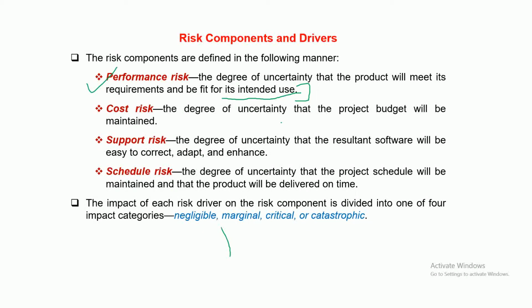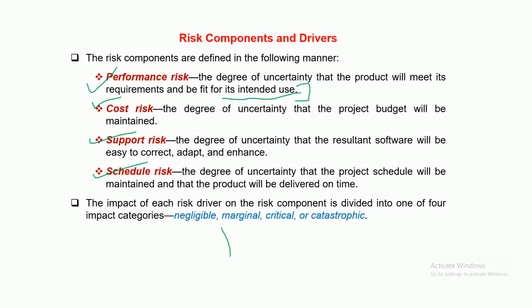So the degree of the uncertainty that the resultant software will be easy to correct, easy to adapt, easy to enhance is known as support risk. If it is very difficult to support, correct, adapt and enhance, then a huge risk is involved there. Schedule risk is again associated with time. Will you be able to deliver your product as per your promise, as per the schedule that you have finalized? So these are performance risk, cost risk, support risk and schedule risk.